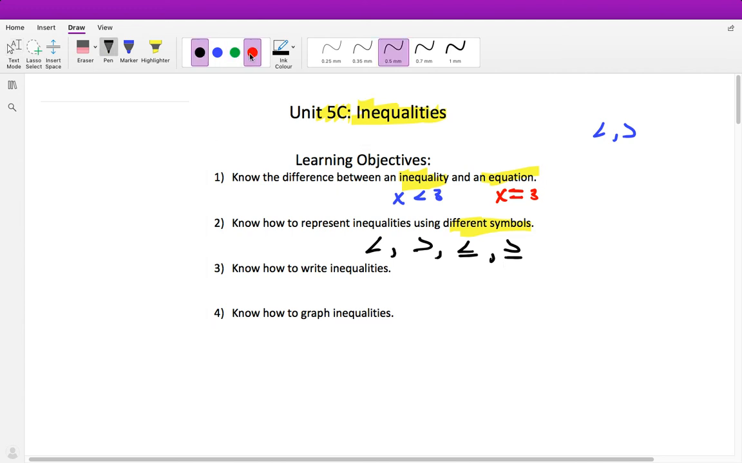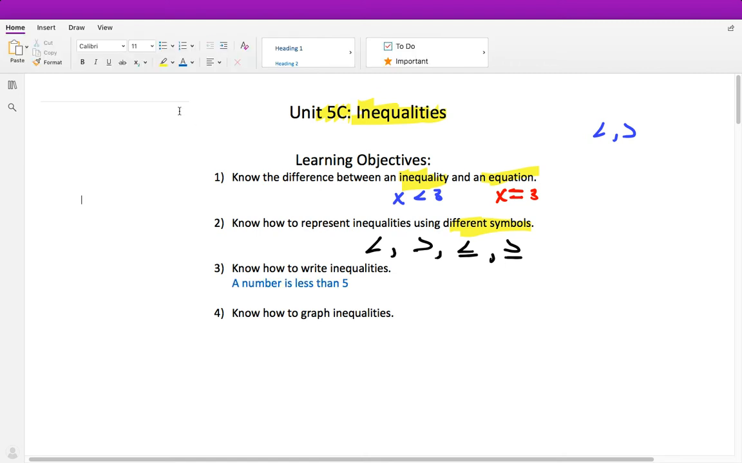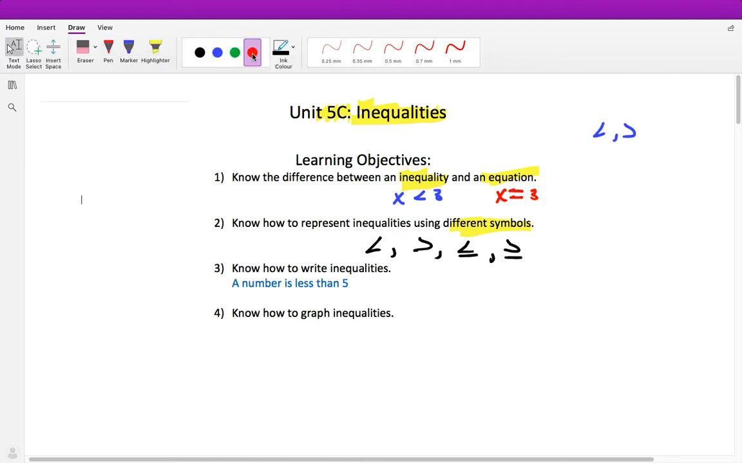You'll have to know how to write inequalities. All right, so I just added this question here. What I mean is when you're given a statement like a number is less than 5, you're going to have to know, well, this is going to be x is less than 5. We're going to get into detail about how you'll know how to translate from that statement to your inequality, just like we learned how to translate from a statement to an equation.